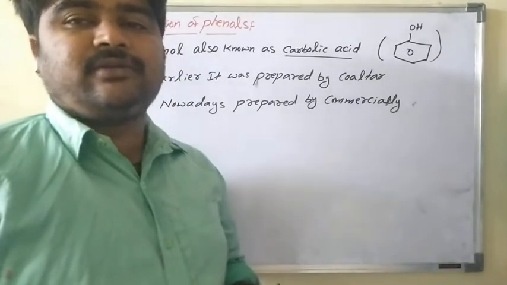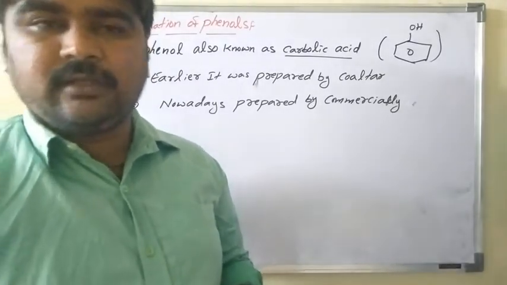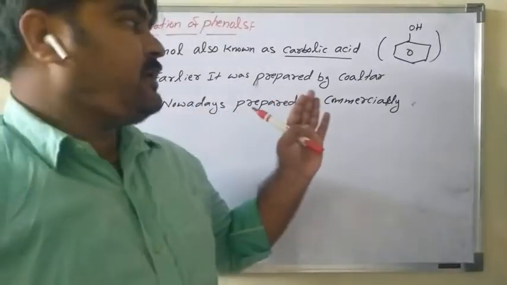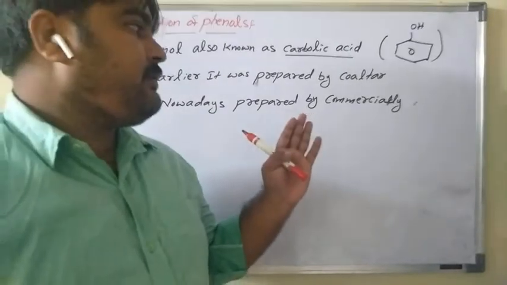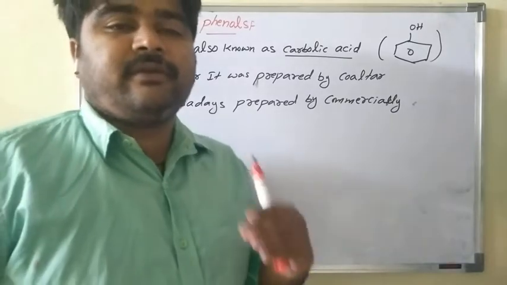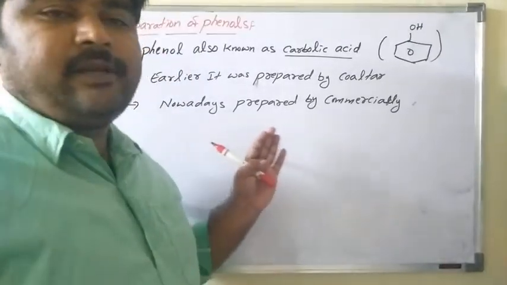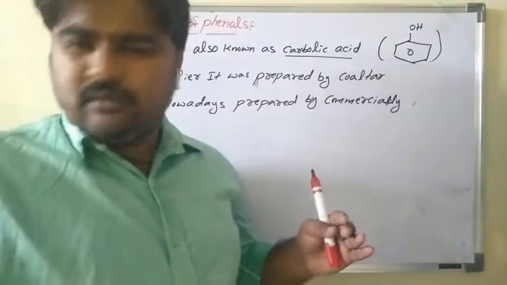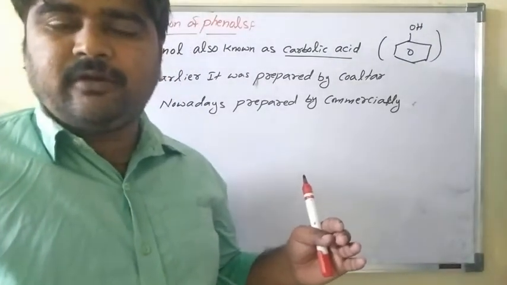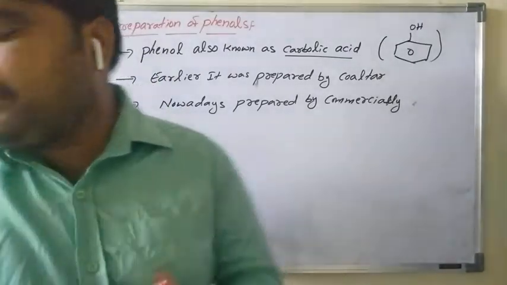Phenol is also known as what? Carbolic acid. Earlier it was prepared from coal tar, and nowadays commercially. Now the laboratory preparation methods we have to discuss. There are 4 methods, and we discuss them one by one.